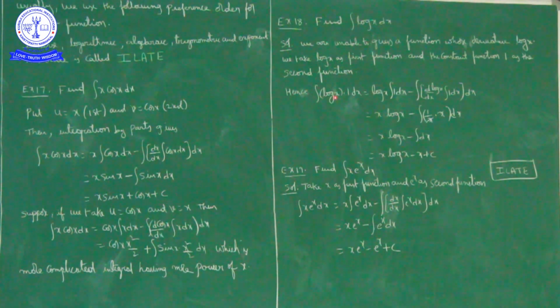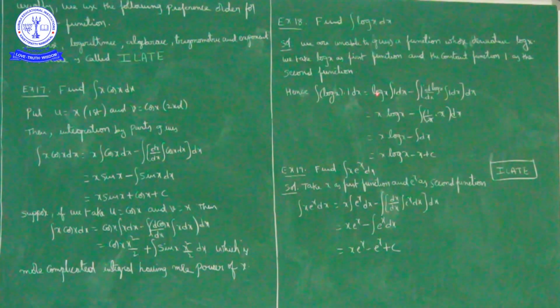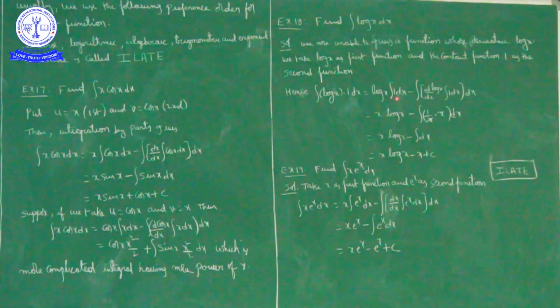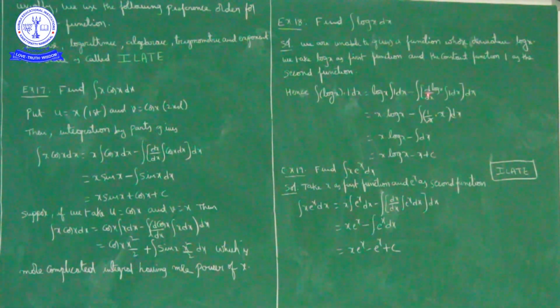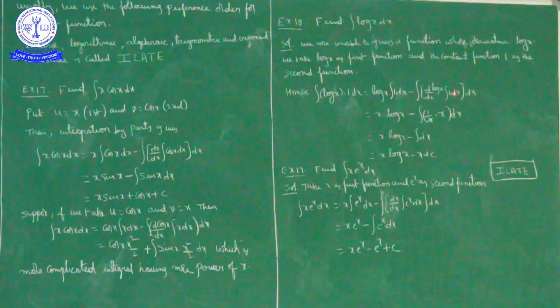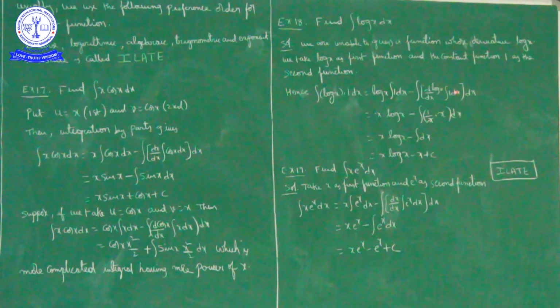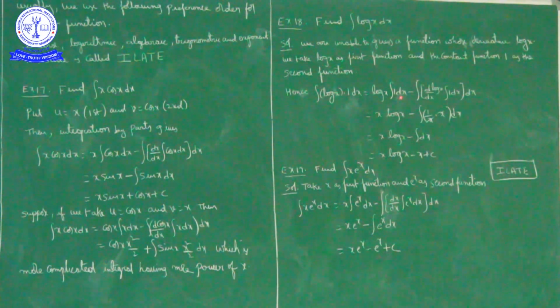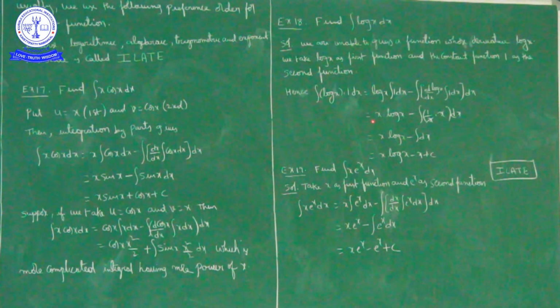So log x is the first function and 1 is the second function. So integral of log x dx equals log x into integral of 1 dx minus integral of derivative of log x into integral of 1 dx. Okay. So log x into integration of dx is what? x. So x log x.